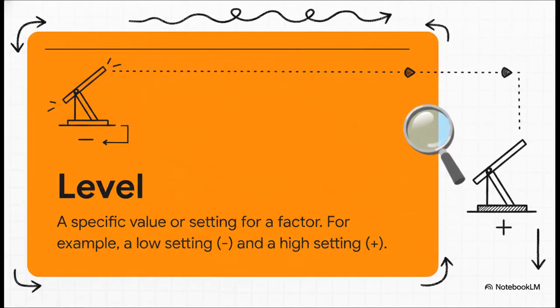Then for every factor, you have levels. These are just the specific settings you choose to test. So for our catapult's angle, we could pick a low setting, and in the world of DOE, we often just call that a minus setting. Or we could pick a high setting, which we'd call a plus setting. This little plus and minus notation is going to become super important in a bit.